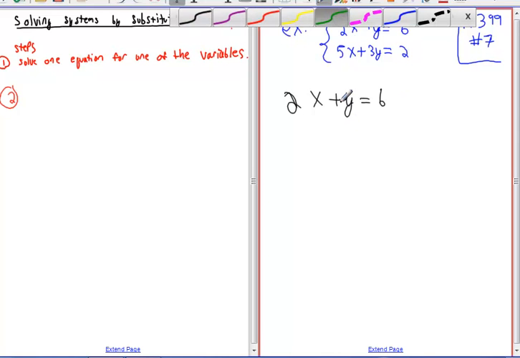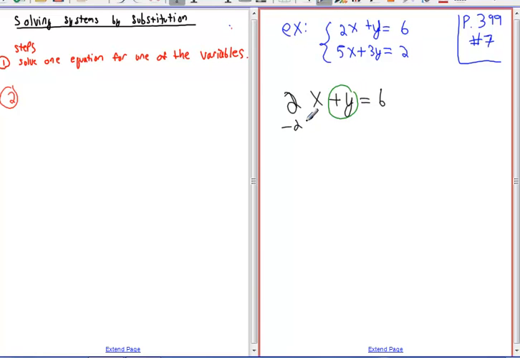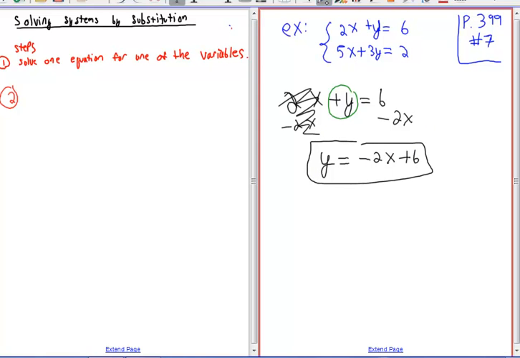So we have been doing this. We've been circling this term, and then we've been canceling out using addition and subtraction. You guys are actually getting pretty good at that now. So we're going to have y equals negative 2x plus 6. So this is essentially the end of step 1. If you want to write a little 1 here, that's done now.